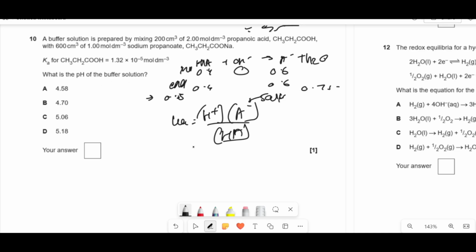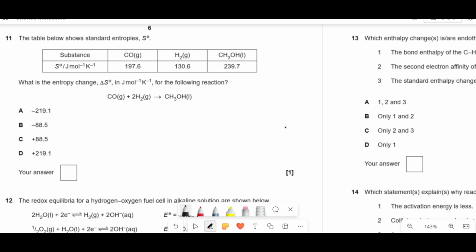Alright, now they want the pH, so we're going to have to find H plus. So Ka times HA over A minus equals H plus, right? So that's going to be this times what we just did, all of that stuff, right? So it's going to be 1.32 times 10 to the minus 5 times our HA, which we just worked out as 0.5 over our A minus, which is 0.75, right? So that gives you 9.4 times 10 to the minus 6. If we take the negative log to the base 10 of that, we get an answer 5.06, which is C. There you go. So here's some standard entropies.